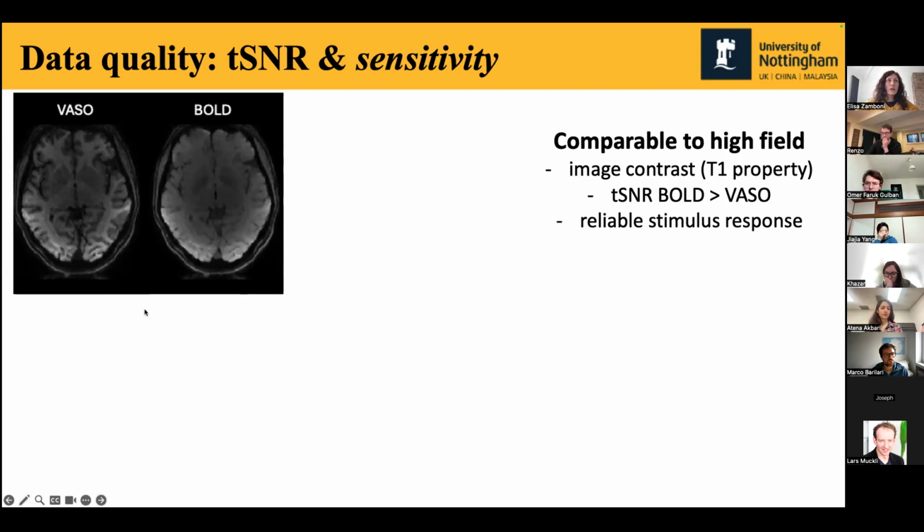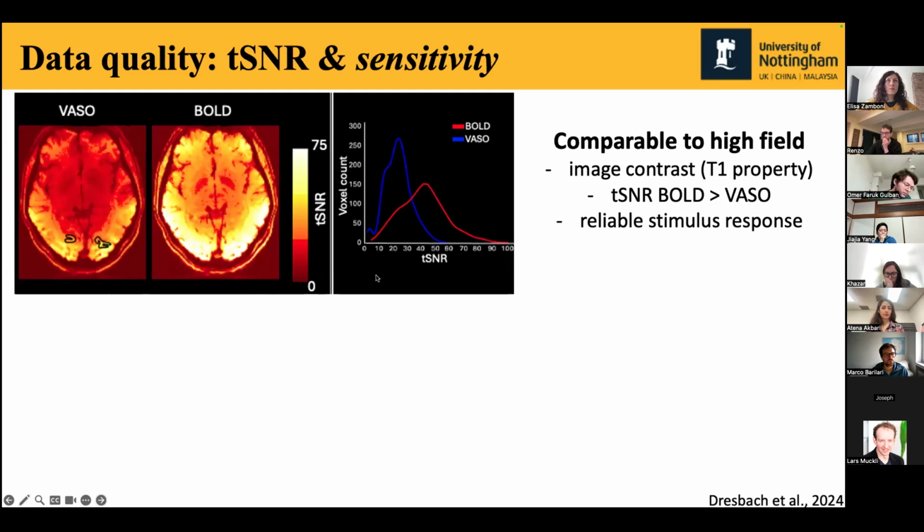We then also looked at the tSNR values. The tSNR for the BOLD is in red, and the tSNR for VASO is shown in blue here on the graph on the side. As we expected, the tSNR values for BOLD were much higher than for VASO. However, when we looked specifically at the region of interest, which are the plots shown here, we can see that even for VASO, we are working in the range of roughly 30, which are values comparable with some evidence reported at 7 Tesla as well. So we were quite happy with these results.